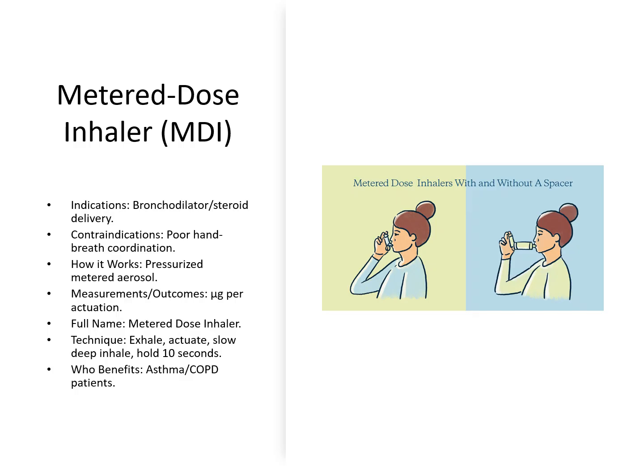MDIs are used for delivering bronchodilators or steroids. Patients with poor coordination may struggle to use them. They work by releasing a pressurized metered dose of medication. Measurements include micrograms per puff.